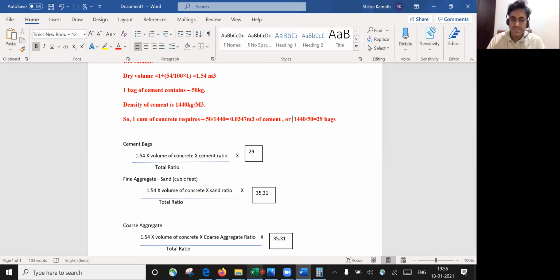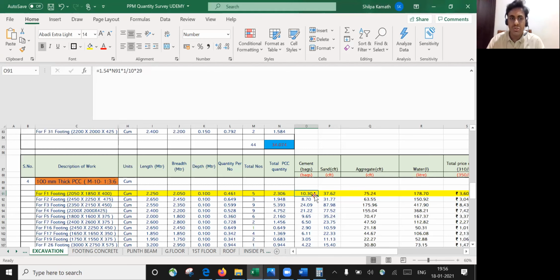So in the Excel sheet, I already put all those formulas. 1.54 I entered, we'll do this again. 1.54 into N95. N95 is the concrete quantity I've taken, that is 2.306. Then multiply this by 1 because the cement ratio is 1. Now divide that entire portion by the total ratio, that is 1 plus 3 plus 6, which comes out to be 10. So that is why I've divided it by 10. Multiply this by 29 because you require 29 cement bags for 1 cubic meter of concrete. So I'm multiplying it by 29. That will give me the answer. What is the answer? I require 10.3 bags.